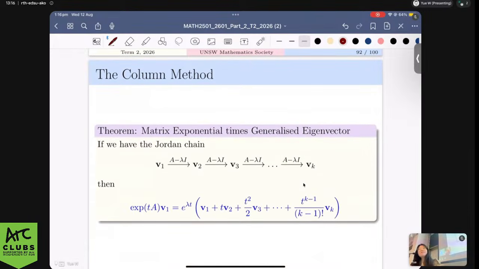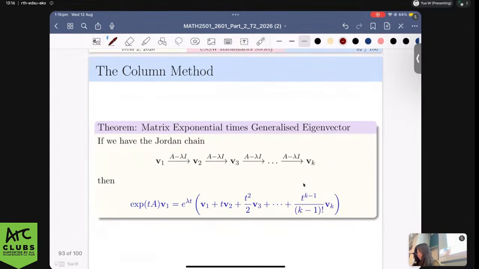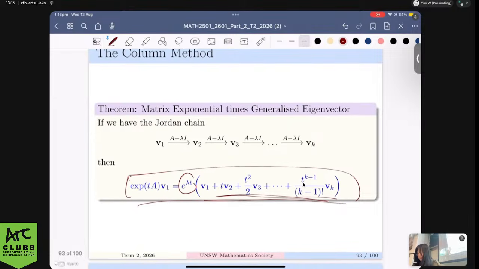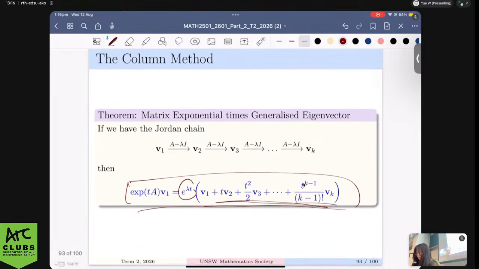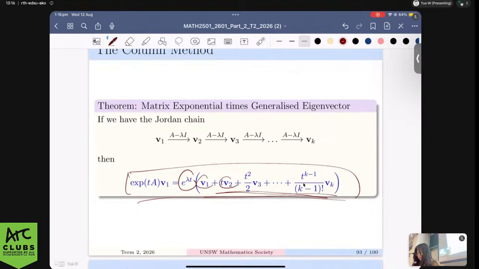Okay, so now moving on to the column method. Basically, if we once again have a bunch of Jordan chains, we can say that the exponential is equal to this in here. Essentially, you once again extract the eigenvalue out and put it as a power to the exponential. And here you're just left with the power series, where each term has the corresponding factor that you got from your Jordan chain.